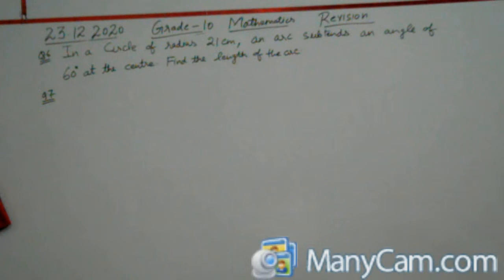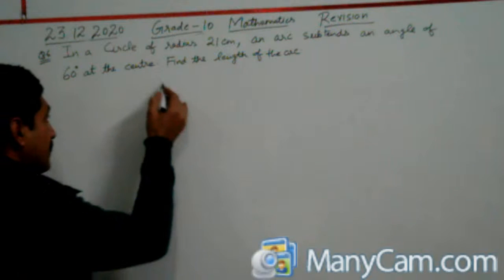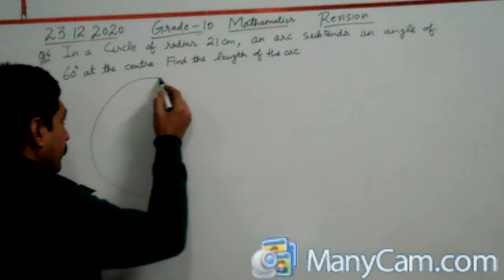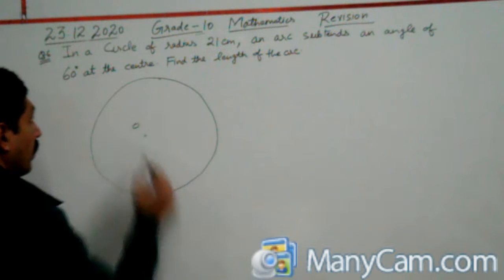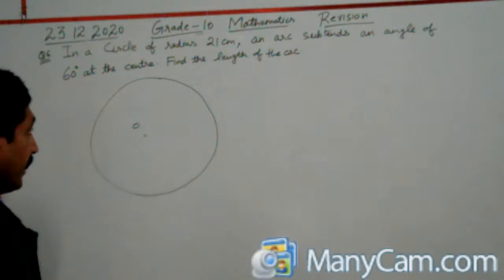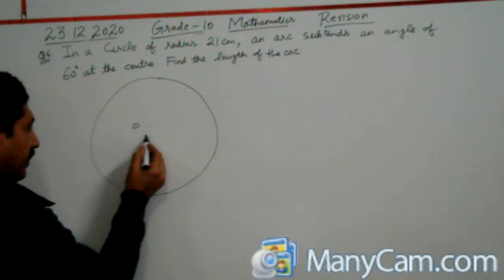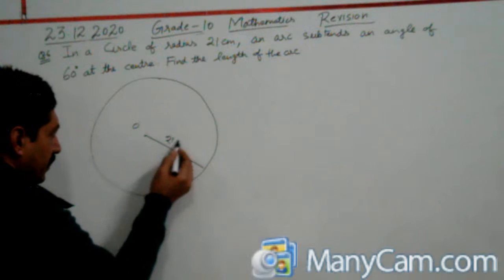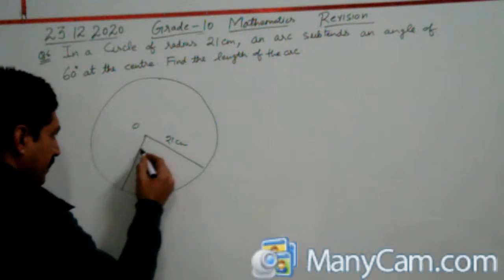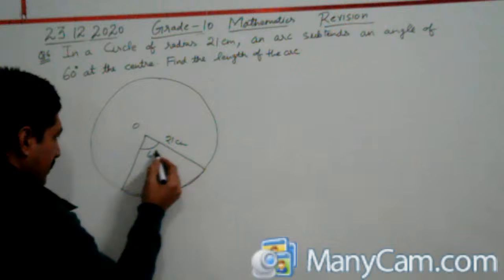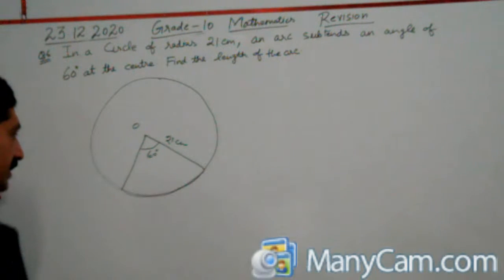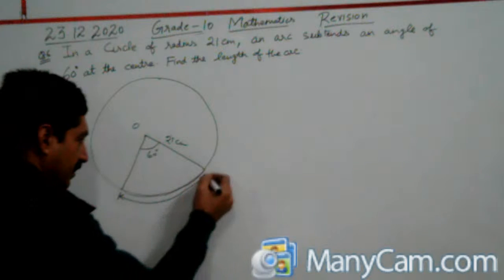So here in this question, we have a circle of radius 21 centimeter, and the center is O. The arc subtends an angle of 60 degree at the center. Here the radius is 21 centimeter, and here is the angle subtended by the arc. This is 60 degree. Find the length of the arc. We are interested to find this length, from here to here.